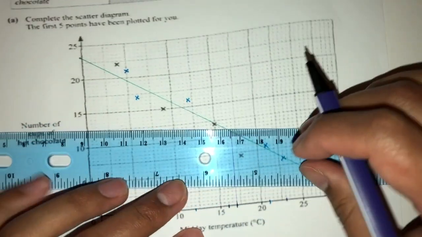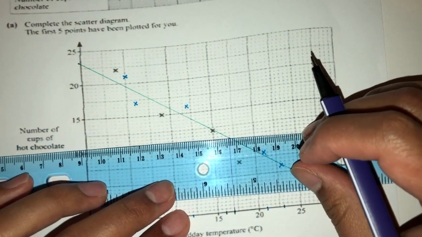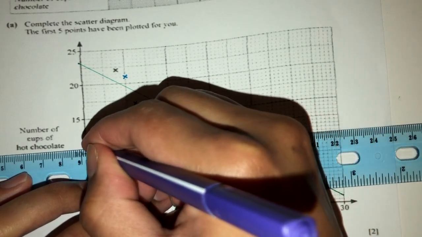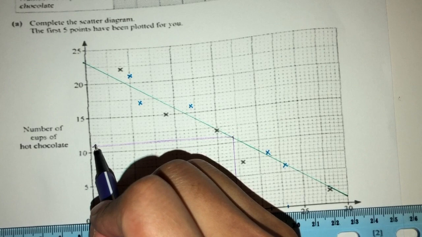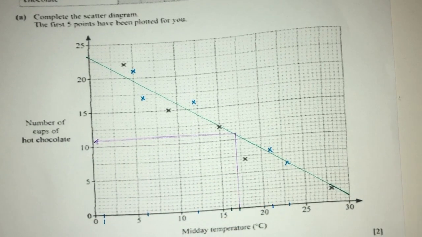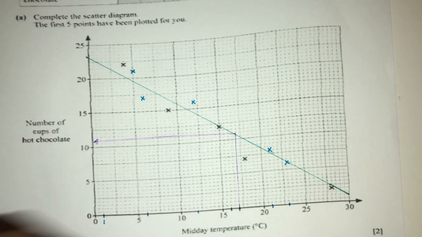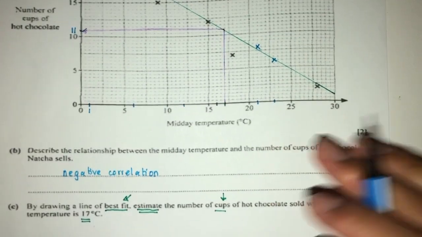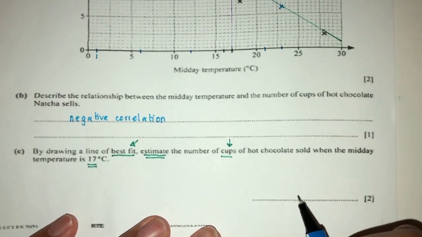That should be the value right here. So let's try your best. According to my graph, the value shows to be about, here we have 10, so it shows to be about 11 right here. So I will choose 11 cups. She will sell 11 cups of drinks on that day.